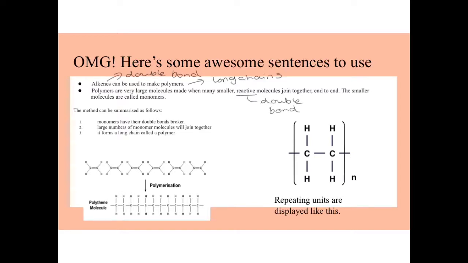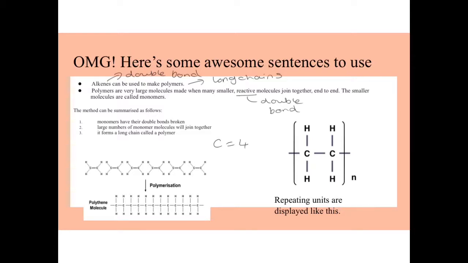The smaller molecules are called monomers. So monomers of alkenes join together to make polymers. Okay, a bit of a brief method of what goes on. These are our monomers here. So we've just got ethene over and over again. You need to break their double bond, so their double bond will disappear. Remember that carbon likes to bond to 4. Carbon has 4 bonds.